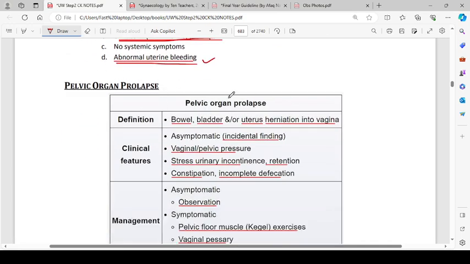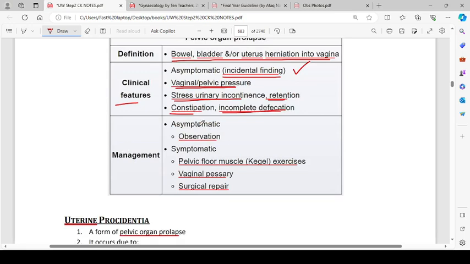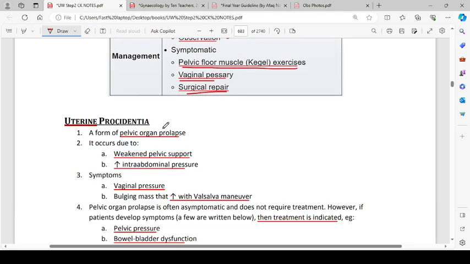Pelvic organ prolapse. The definition is herniation of bowel, bladder, or uterus into the vagina. The clinical features are asymptomatic, like an incidental finding, vaginal pelvic pressure, stress urinary incontinence and retention, constipation and incomplete defecation. Management: if it is asymptomatic, do observation. If it is symptomatic, pelvic floor muscle Kegel exercises, vaginal pessary and surgical repair.